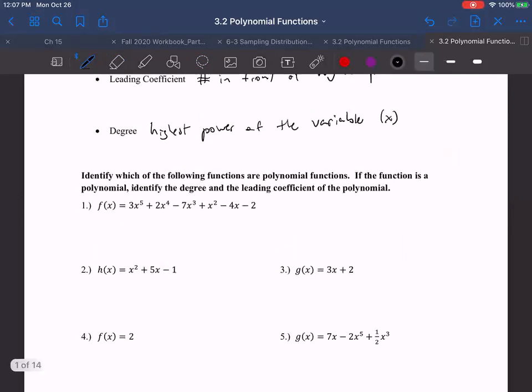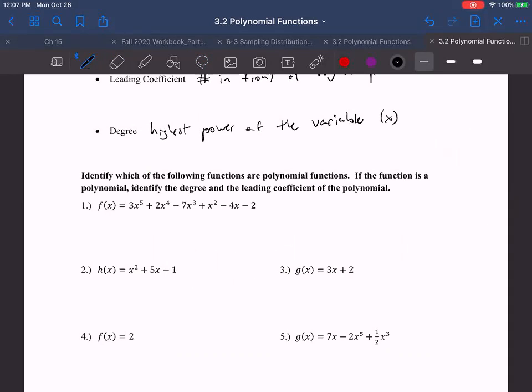All right, so let's take a look at an example here. It says identify which of the following functions are polynomial functions. If it turns out that it is a polynomial function, then identify the degree and the leading coefficient of the polynomial. So I look at this first one, and I don't see anything. I don't see any sines or cosines or logs or anything like that. It's all just x's to different powers.